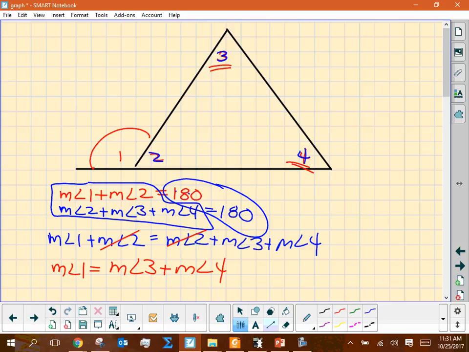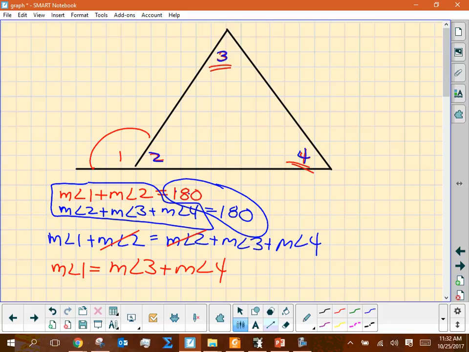Okay. So that is the algebra. Now we didn't do a full proof there because I didn't tell you why 1 and 2 are equal to 180. Definition of a linear pair, right? Why is 2 plus 3 plus 4 equal to 180? Because it's the triangle angle sum theorem, and then we do substitution, then we do subtraction. But you see the progression of why that is always going to be the case. Angle 1 will always be equal to the sum of 3 plus 4. Okay?